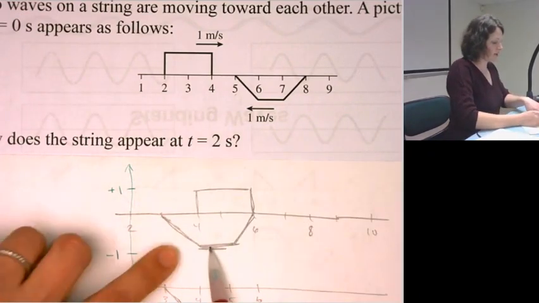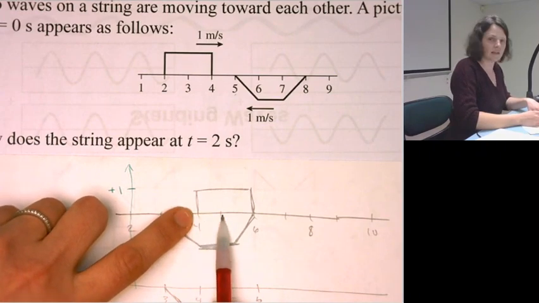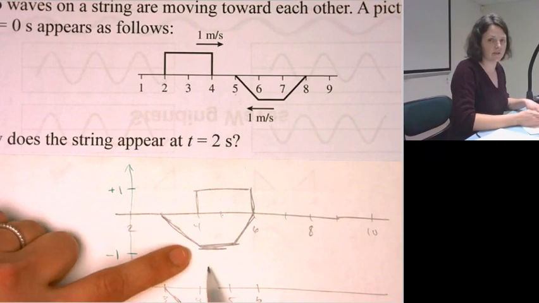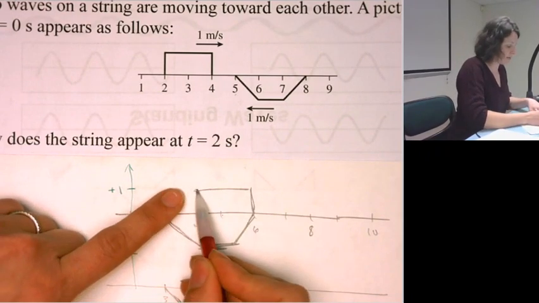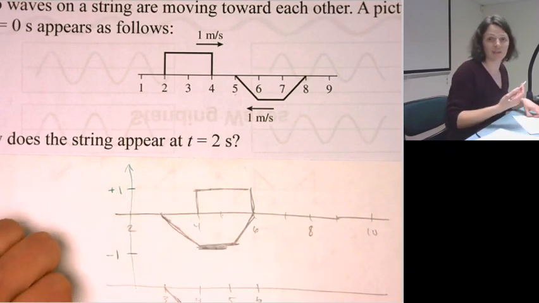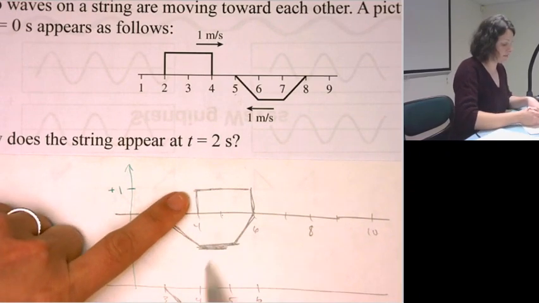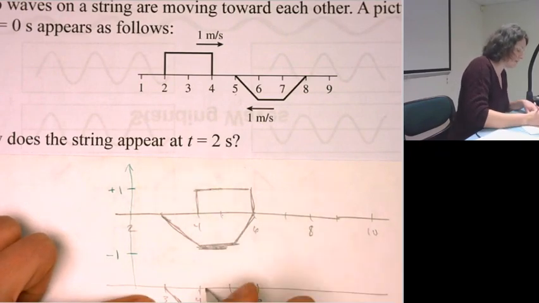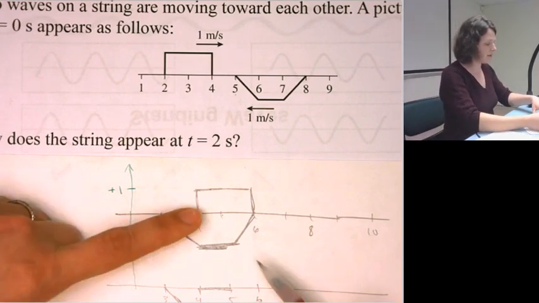This region between 4 and 5 seconds is a little harder, but easy if you think about it. Here we are at +1. Down here we are at -1. And 1 minus 1 is 0. So right here, between 4 and 5 seconds, these two waves completely cancel each other out. So they're going to look like that.